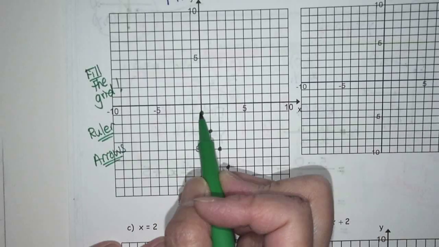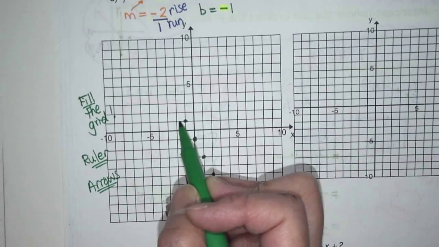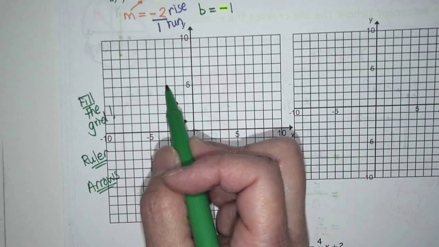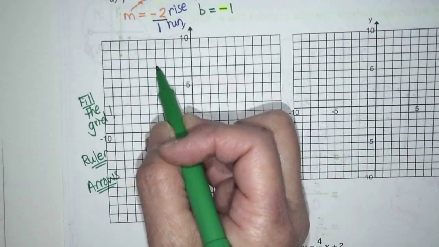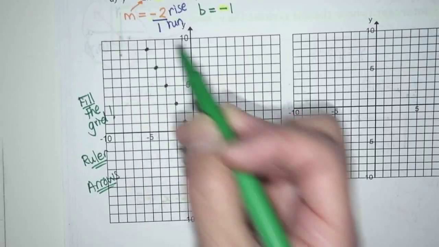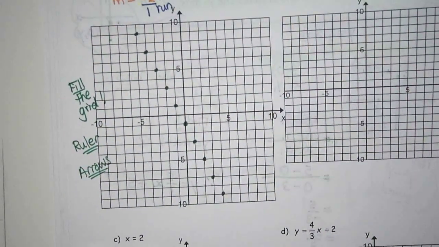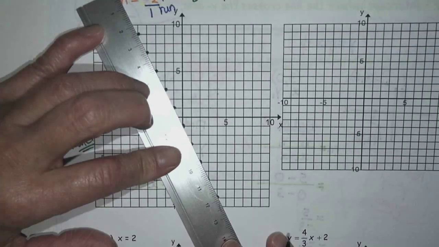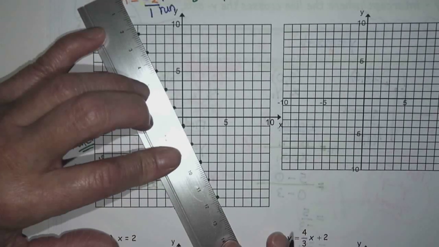So negative run would be back 1, up 2, back 1, up 2, and you can see it follows the same pattern. Back 1, up 2, and we try to fill the grid as far as we can. I always want it full because sometimes we're looking for intersection, and we'll use this method all the time. Sometimes we need it as long as possible.